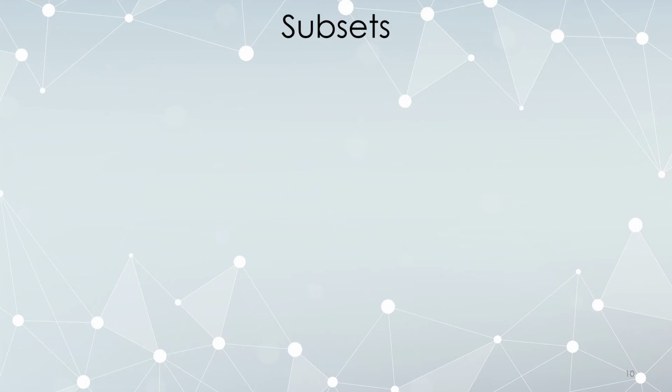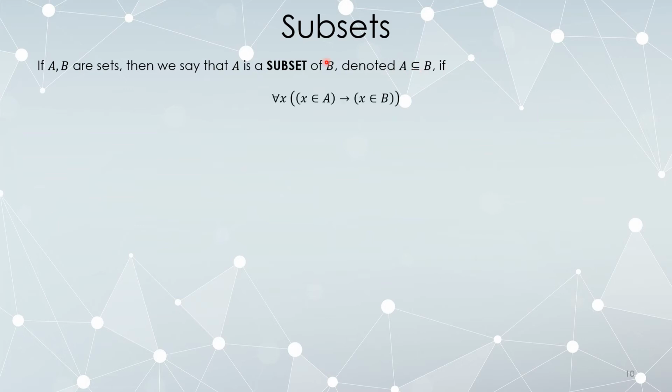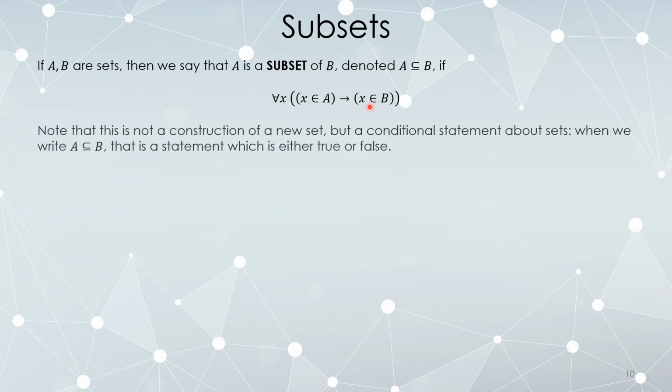But now we're going to talk about something called subsets. If I have two sets A and B, we say A is a subset of B, and the notation for that is this symbol here. It's like the same symbol for union and intersection, but turned sideways, with a little line underneath it. If the following happens, for anything in the universe, this conditional statement is true: if it's an element of A, then it's an element of B.